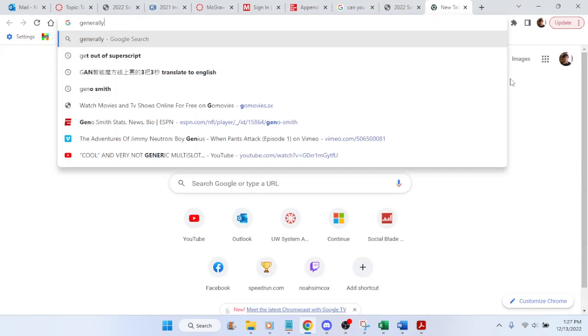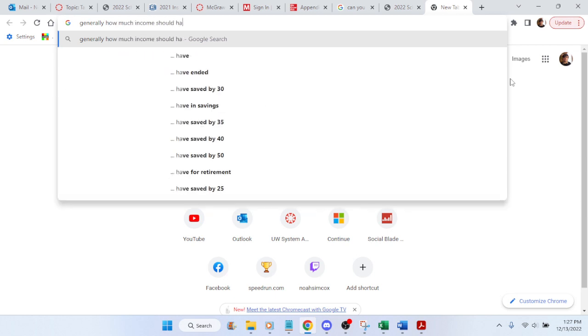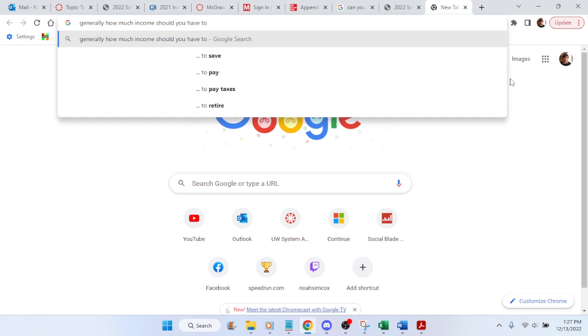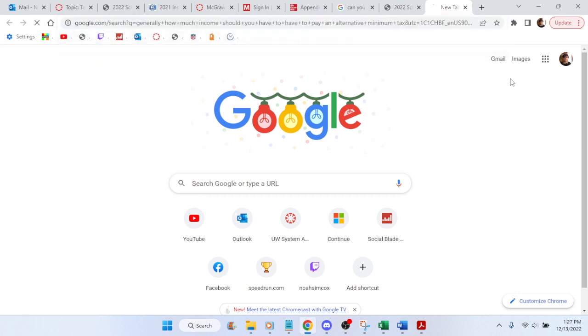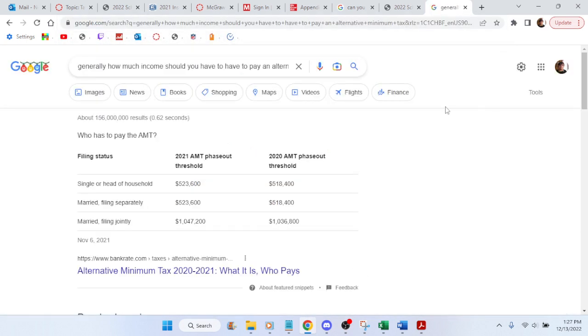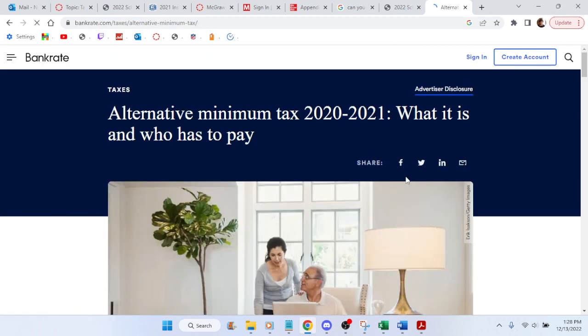Generally, how much income should you have to pay an alternative minimum tax? But I might just skip the calculation entirely. It looks like if you have like over $500,000 of income, so they're not even close to $500,000. There's no way they have to pay an alternative minimum tax.